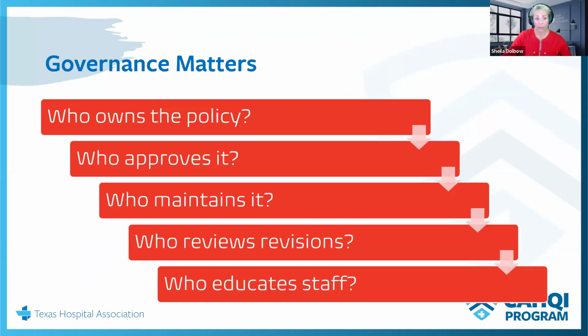Governance absolutely matters. We need to know who is going to own the policy. We need to know how it's going to be approved and by whom, who's going to maintain it, who's going to review it when it needs to be revised and do those revisions and submit them for approval, and who is going to be responsible for staff education to make sure that they are given the tools that they need to actually be in compliance.